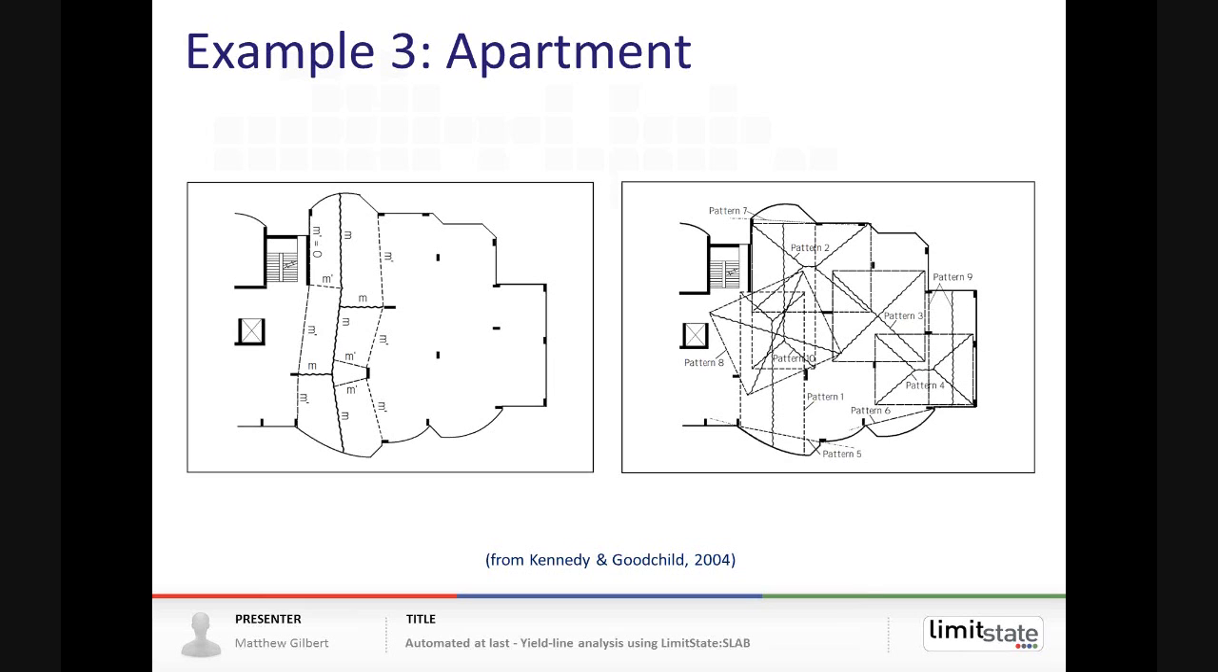Clearly, with a complex geometry like this, it's quite a long process to do the hand analysis, and also because of the likelihood that you're going to miss the true critical mechanism, Kennedy and Goodchild proposed that you apply a margin of safety of 15%, which is a relatively large number to include in the design process.